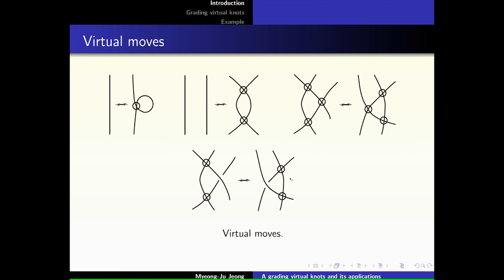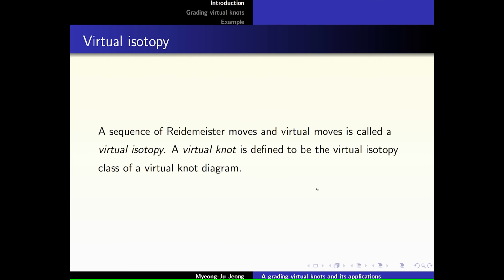And similarly, we can also define a virtual version of Reidemeister moves for virtual knots. So you can see that these three moves are similar to the Reidemeister moves, and in addition we consider another move like this one, and these moves are called virtual moves. Then we can compare virtual knot diagrams by using virtual isotopy.